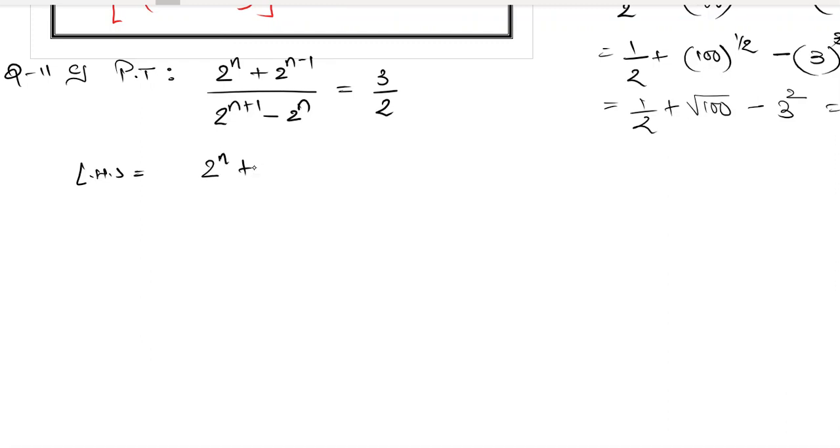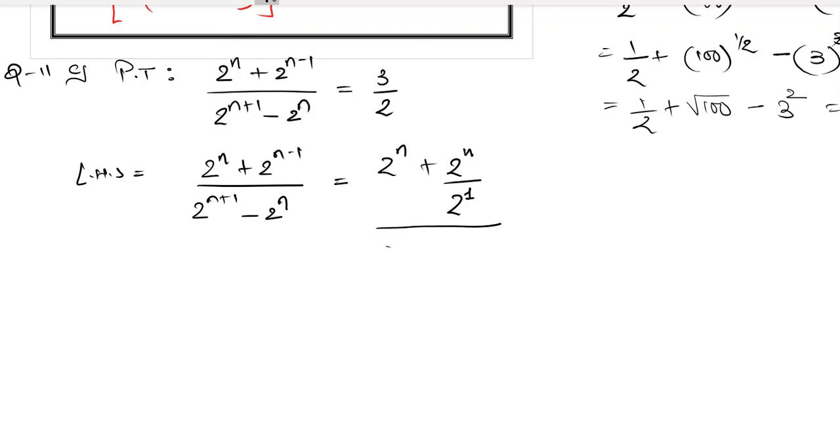2 raised to n plus 2 raised to n minus 1, the whole upon 2 raised to n plus 1 minus 2 raised to n. Can I write it as 2 raised to n plus 2 raised to n upon 2 raised to 1, the whole upon 2 raised to n into 2 raised to 1 minus 2 raised to n. You know why did I write it as upon 2 raised to 1 over here? I use the identity of a raised to m minus n is equal to a raised to m upon a raised to n. The laws of exponents.